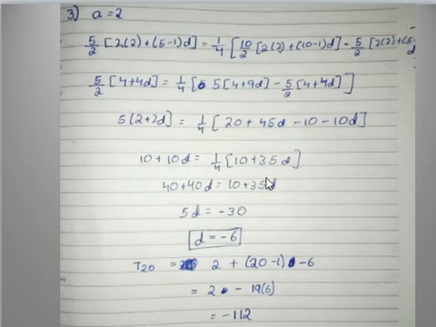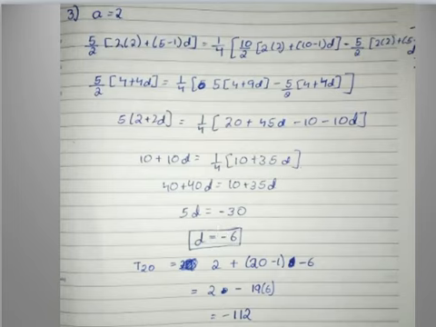to get 10 plus 10d equals 1/4 into 10 plus 35d, and if I multiply both sides with 4, I will get 40 plus 40d equals 10 plus 35d. And if I take this 35d over here, I'm going to get 5d equals minus 30. I will take this minus 30 here, right? So d equals minus 6. The common difference is negative 6.